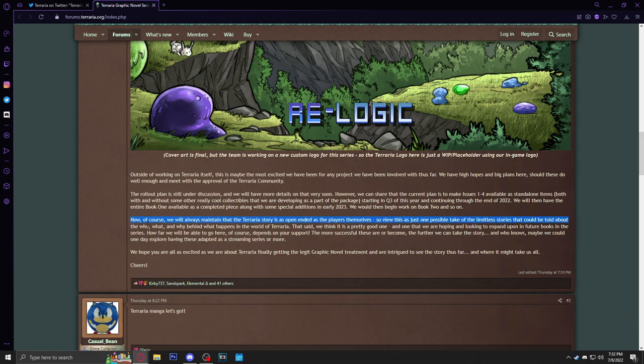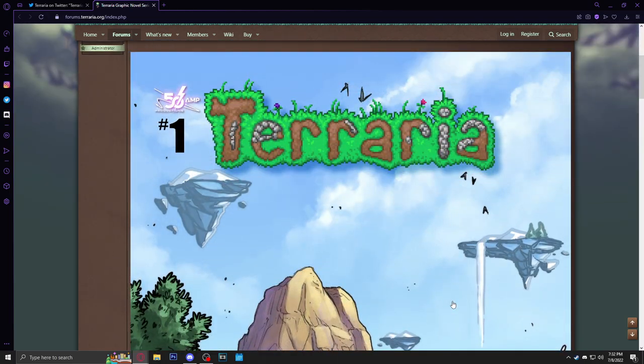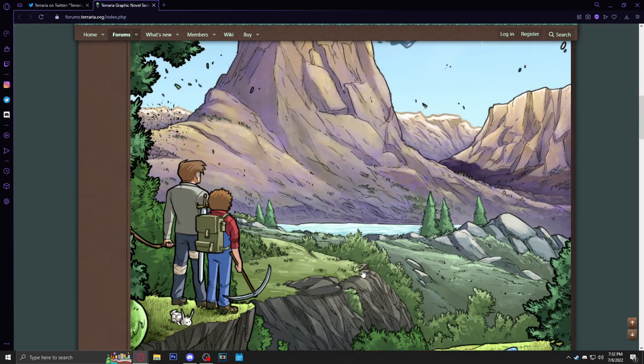They also said that in the packages, they might include some goodies, maybe some collectibles. I'm down for some Terraria collectibles. But yeah, sounds cool. I'm kind of hyped for it.